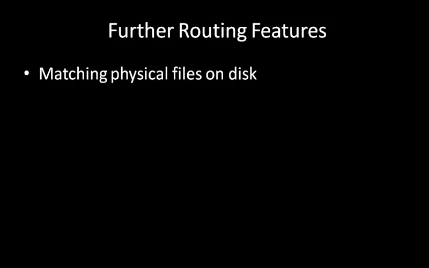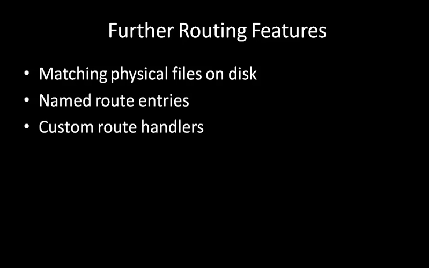of the routing system. Firstly, we'll think about how this relates to physical files on disk. Now you know that routing system is supposed to give you independence of the way that your files are physically structured, but sometimes you do want to actually match the files. We'll talk about that. Next, I'll explain what purpose named route entries serve, and then we'll look at how you could create custom route handlers, which bypass the whole of the ASP.NET MVC framework and would let you create your own web development platform directly on top of the routing system.